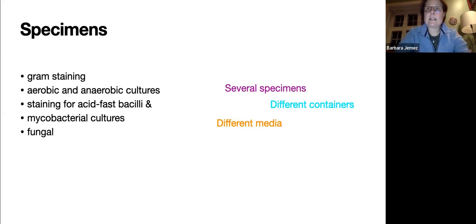Now, usually they'll give you a report back in 24 hours, but if there are very few bacteria in the specimen that you've sent them, it might take them 48 hours. The other thing to think about is that fungal specimens take about 10 days to culture, and mycobacterial cultures take about 6 weeks. So there is a time thing, and you need to speak to the lab if they want specific media or specific containers to send these in.